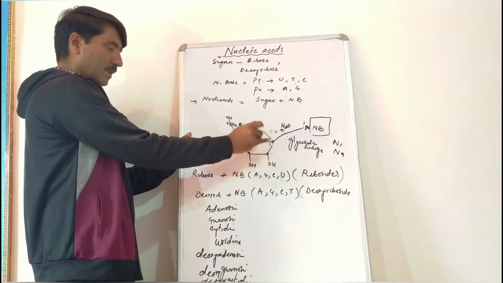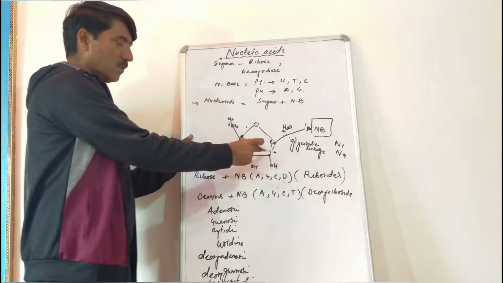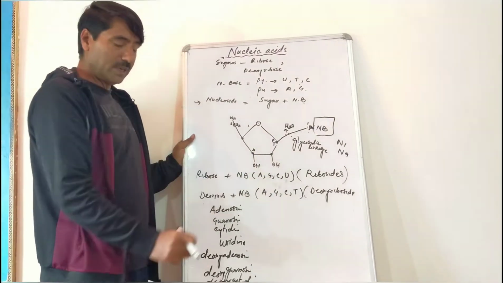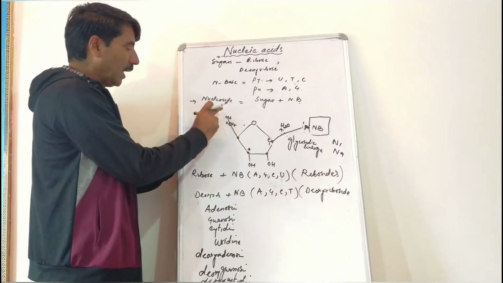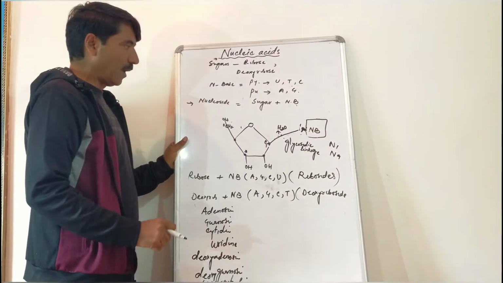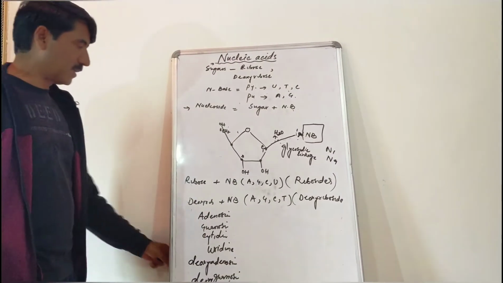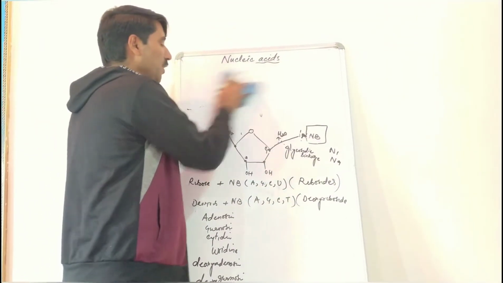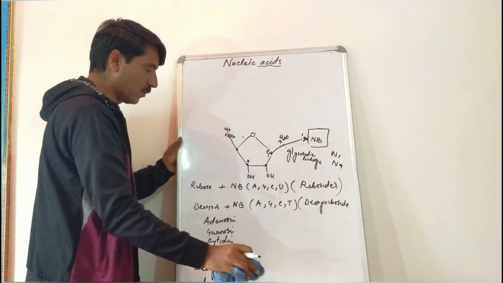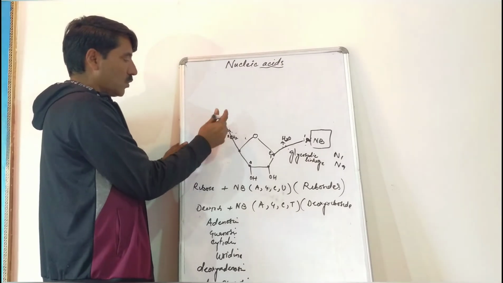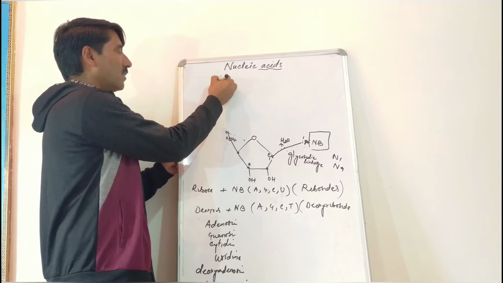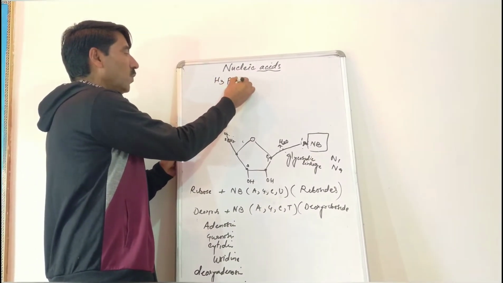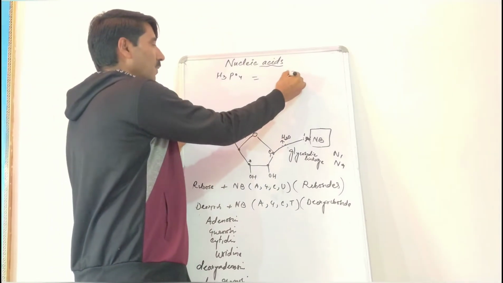Now whether this is ribose or deoxyribose, यहाँ पर हमने ribose को ही दिखाया है. Now here at position number 5 a phosphate group gets attached to it. अब अगर हम इसके पोजीशन नंबर 5 पे phosphate group अटैच करेंगे, so a phosphate group is H3PO4, that is phosphoric acid.